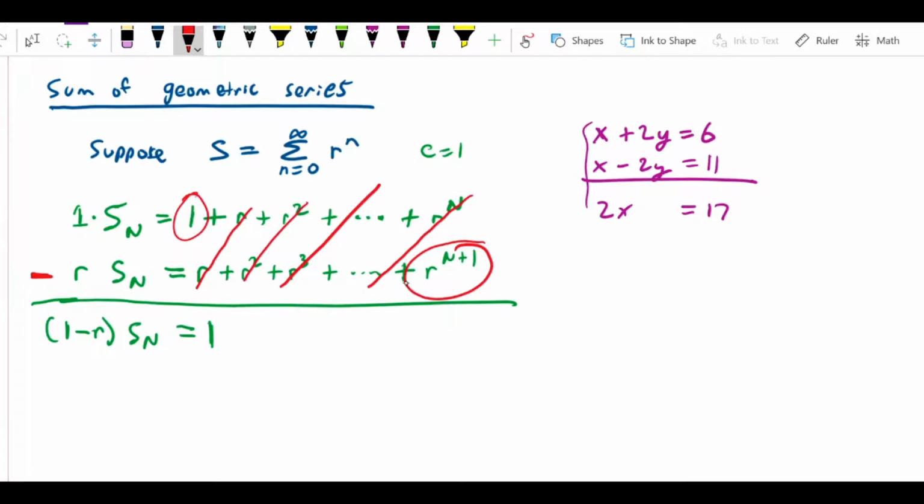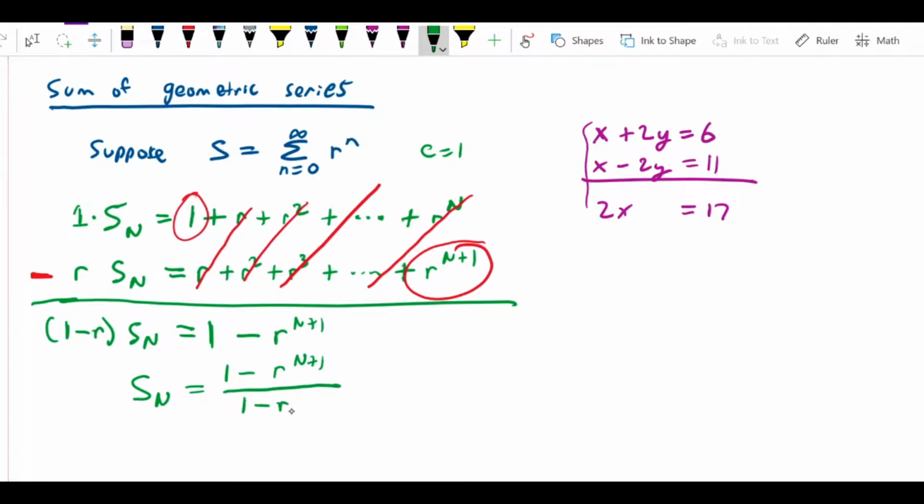Again, note that even though I'm saying plus r to the n plus 1, I'm subtracting the entire bottom equation from the top, so this is going to become 1 minus r to the n plus 1. So what that means is that using this algebra, I have S_n, I'm going to divide both sides by 1 minus r, is (1 minus r to the n plus 1) over (1 minus r).